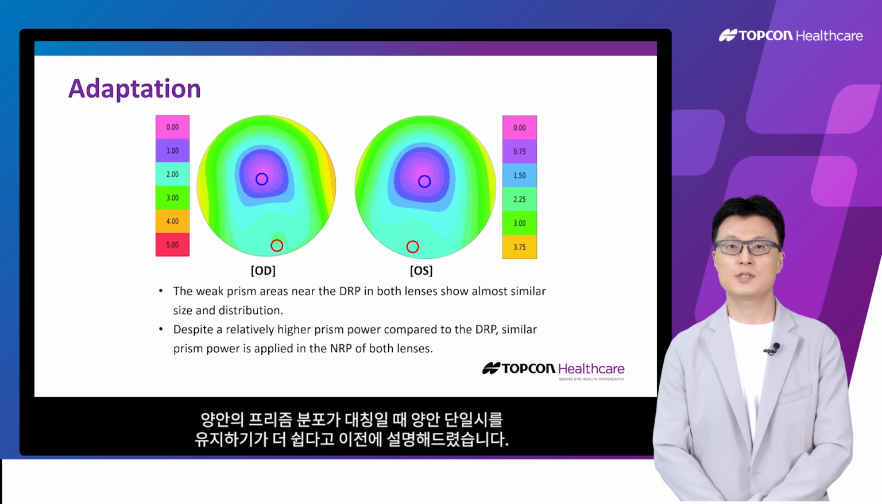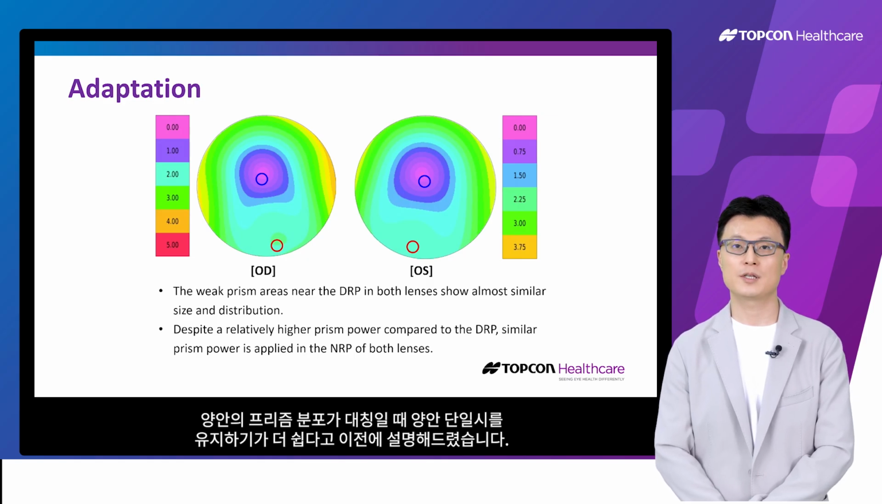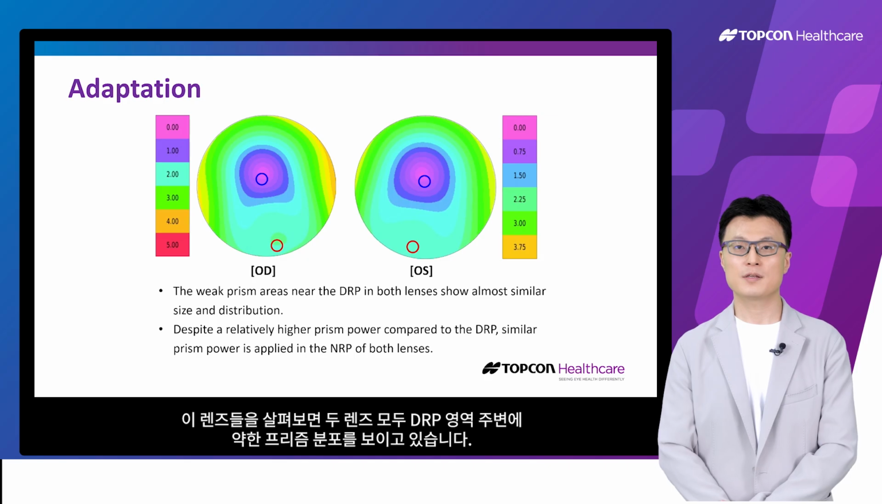When the prism distribution in both eyes is symmetrical, it's easier to maintain binocular single vision. Looking at these lenses, we can see that both have a slight prism distribution around the DRP area.